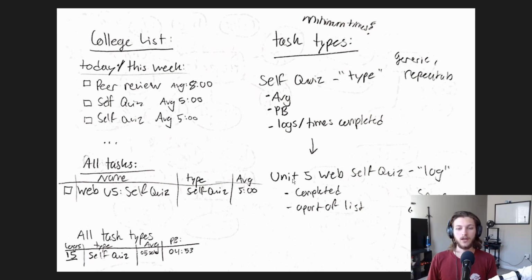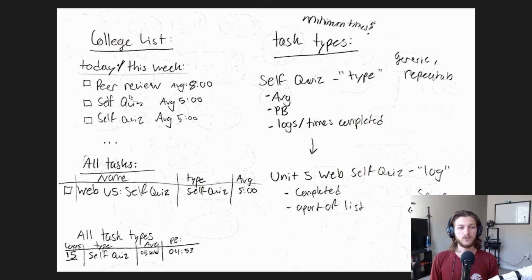It's going to have a name like Unit 5 Web Quiz, Self Quiz. You can complete it. It's going to be part of a list. And then you're going to have a list of tasks and a list of task types, and those things will be linked together. I think that's how I'm going to do it right now. That's the best way I can think of it right now. So that's probably what I'm doing.